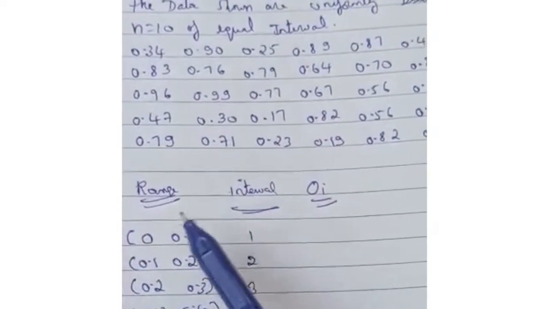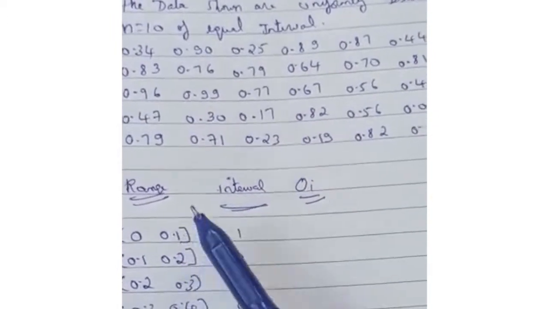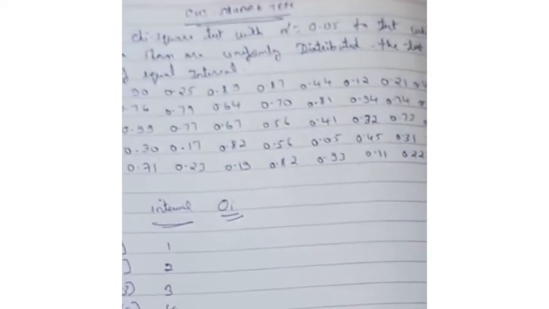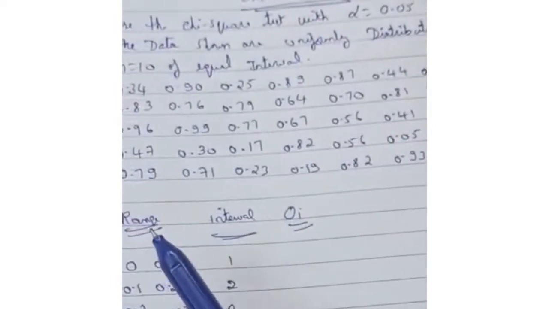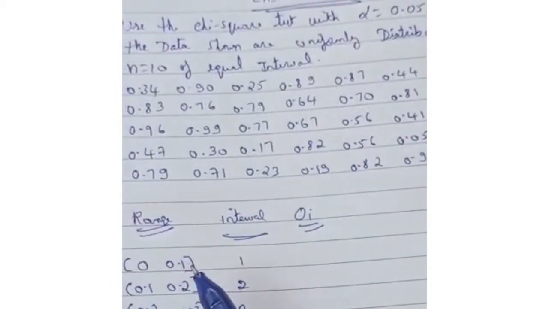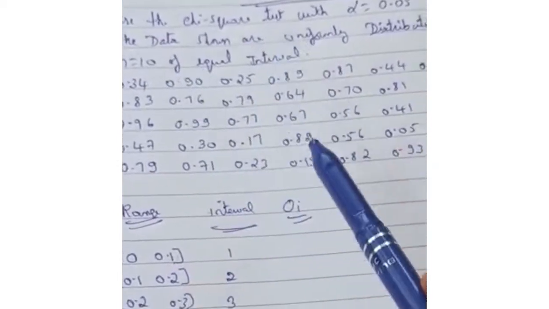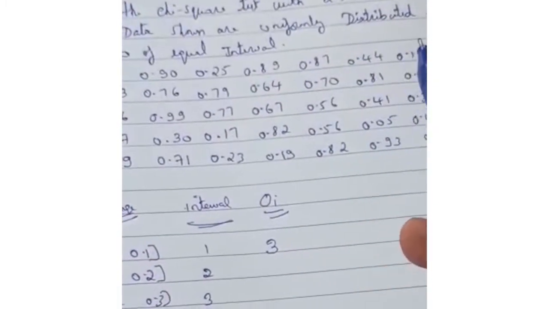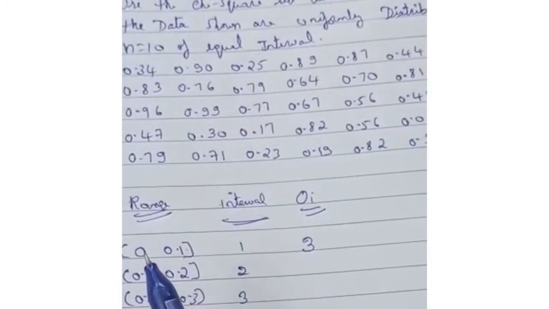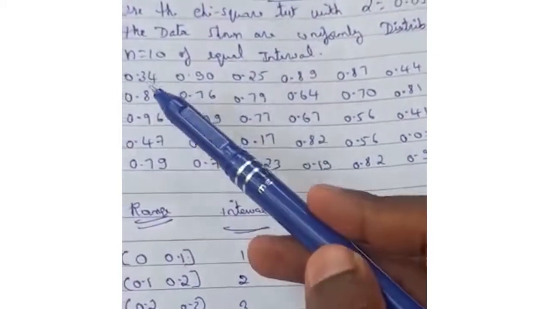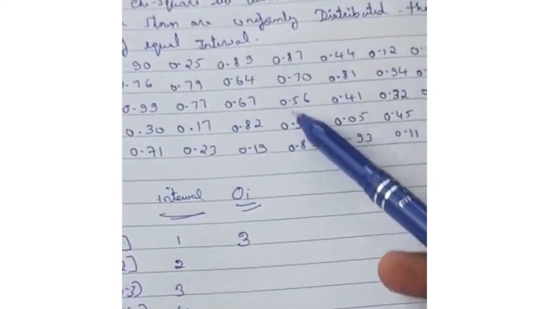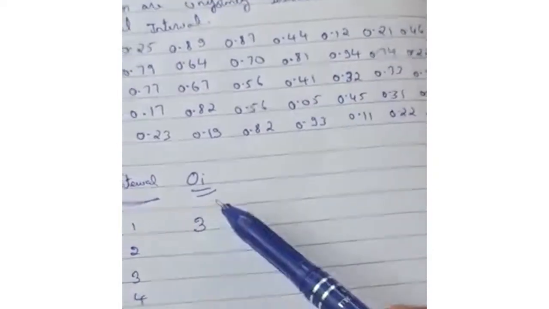Now under this category 0 to 0.1, when I scan these particular numbers, there are 50 numbers given for me. I check how many numbers fall under this category. If I check that, I'll get a value of 3. That means out of all those numbers, there are 3 numbers which fall under the category 0 to 0.1. I can scan and see which numbers fall under that category, so I get the value as 3.